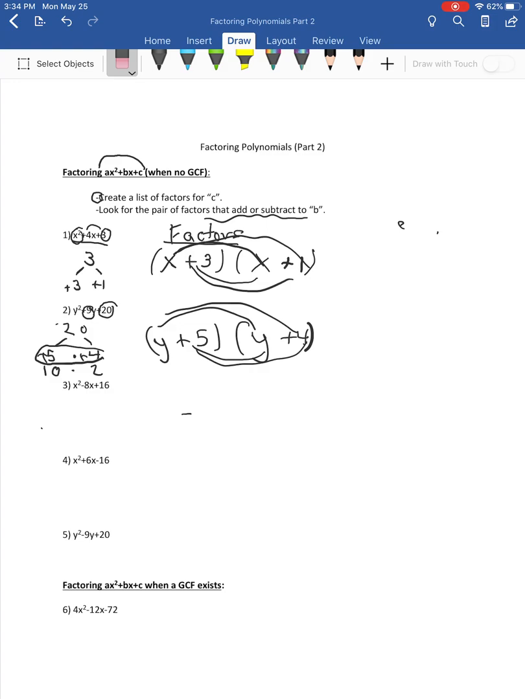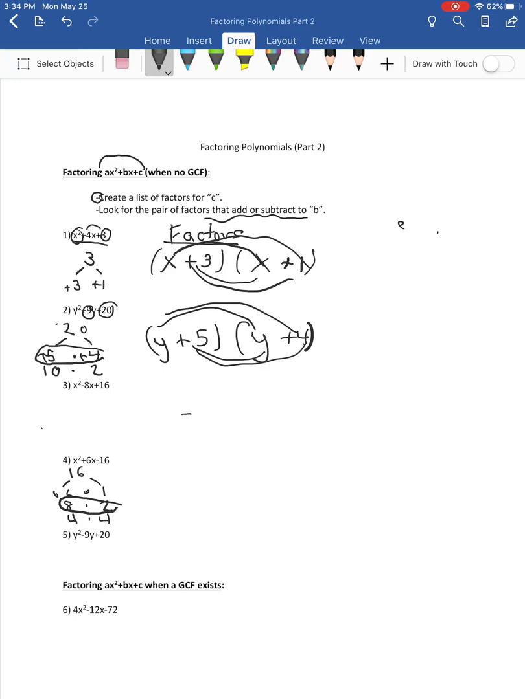Okay, so next one, x squared plus 6x minus 16. We'll make a factor tree for 16. We already had it for the other one. 16 times 1, 8 times 2, 4 times 4. So the pair that either adds or subtracts to 6 is going to be the 8 and the 2.